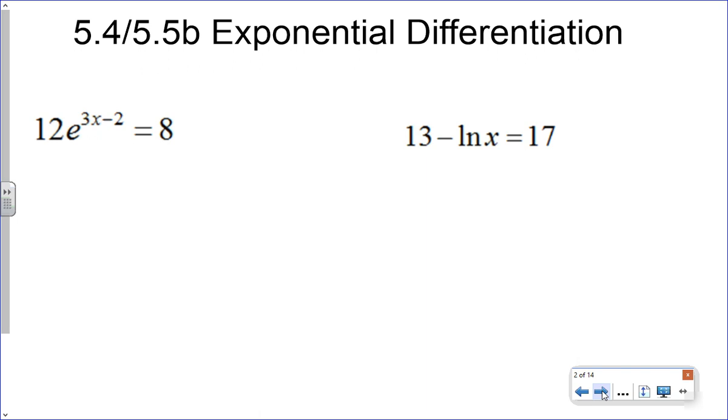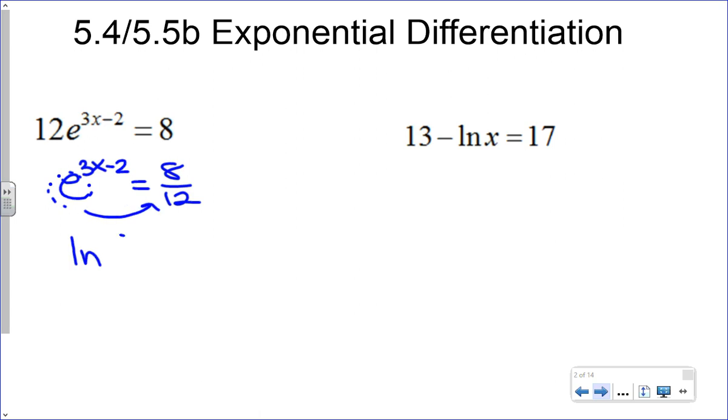Okay, so let's refresh our memory here. If we have an exponential equation, the exponential piece needs to be by itself before we can rewrite. Base e, log base e of 8/12 equals 3x minus 2. Yeah? You agree? Okay. So you can punch natural log of 8/12 in your calculator.